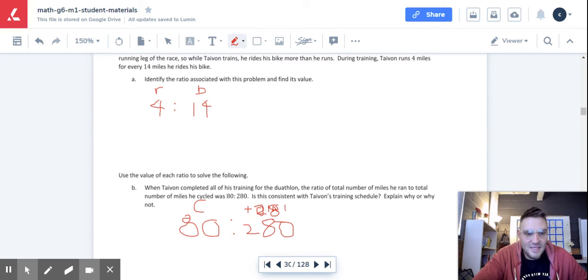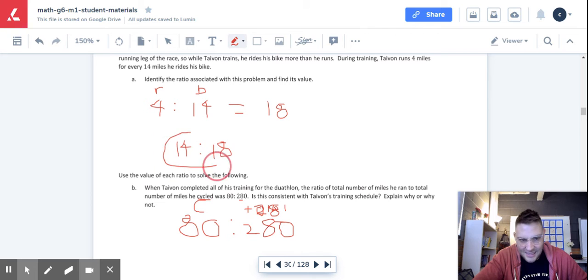All right. Is this consistent with Tavon's training schedule? Explain why or why not. So this was 4 to 14, okay, was how much he ran to biked. If we add those up, how much did he do altogether? That was 18, okay? And so cycling would have been 14 out of 18, right? Would have been cycling over run or total. Well, right here we're looking at total numbers he cycled and total, which was 280.